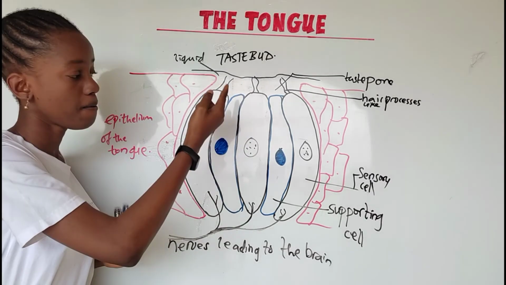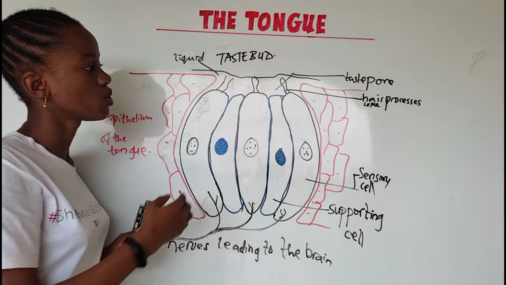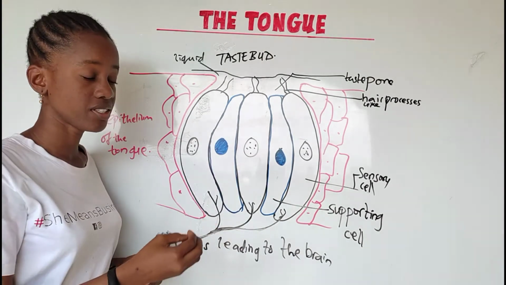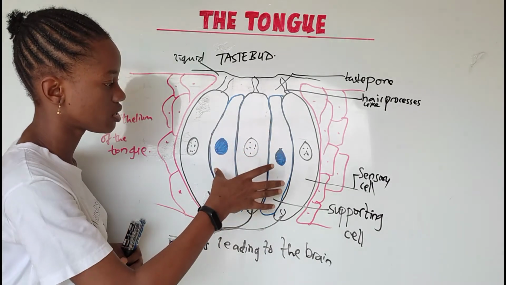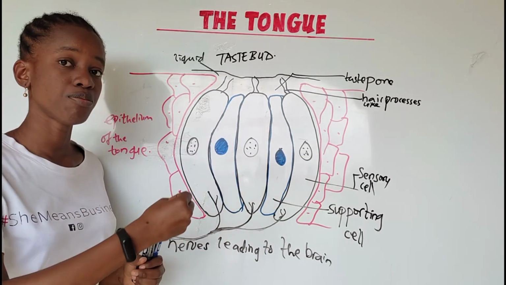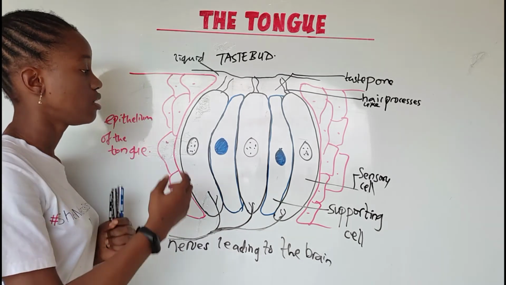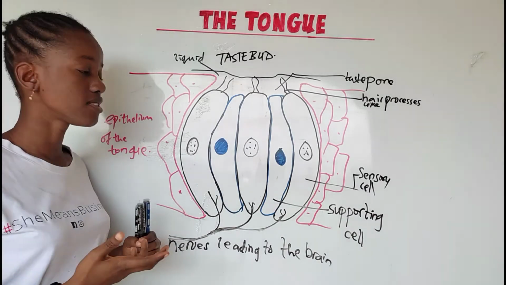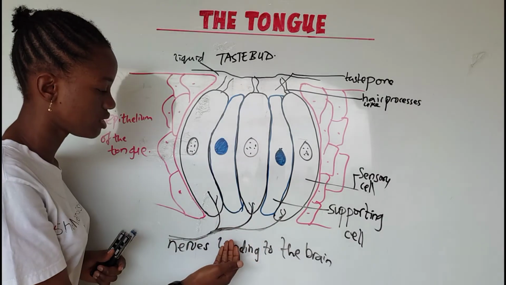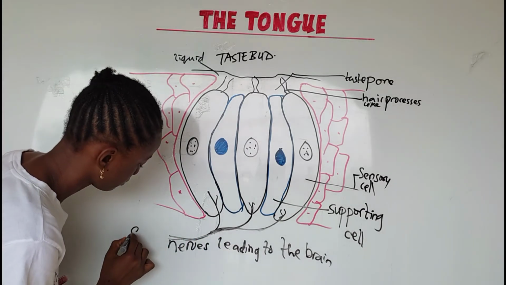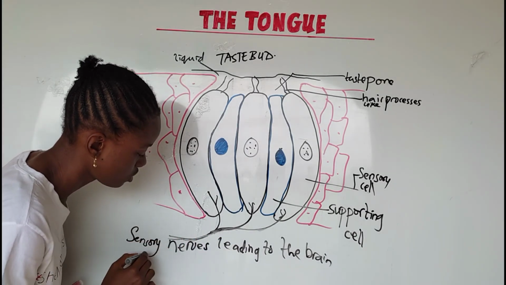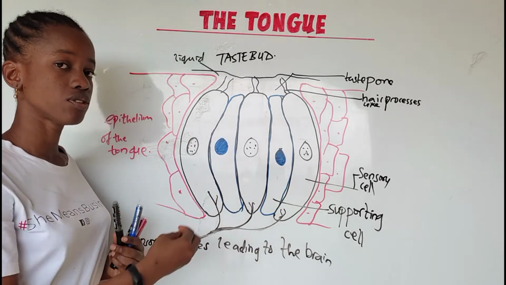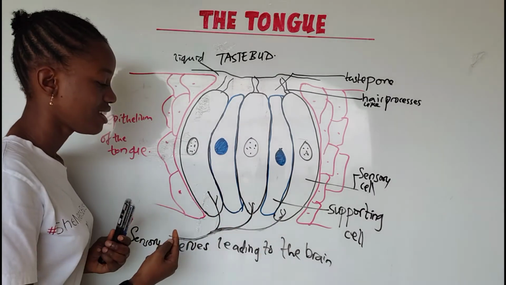So it stimulates these hair-like processes, and an electrical impulse is generated. The sensory cells send that impulse to the brain to let the brain interpret what that taste is. It sends it to the brain using the sensory nerves. So there are sensory nerves that lead to the brain, and it sends that electrical impulse to the brain through the sensory nerves.